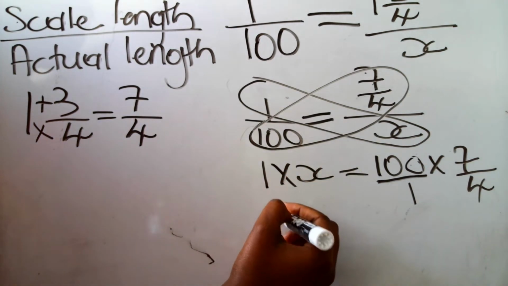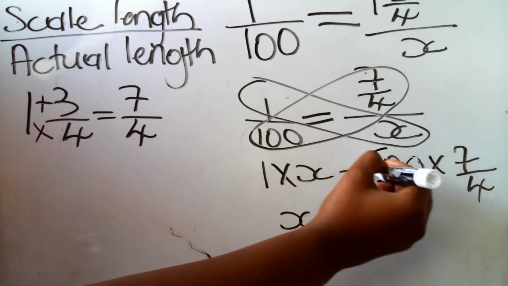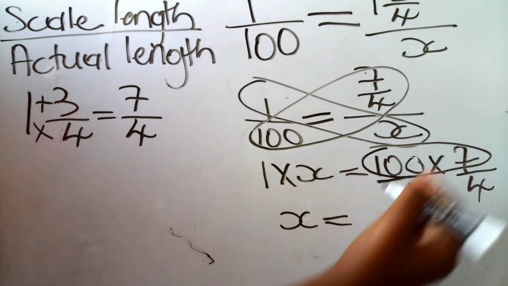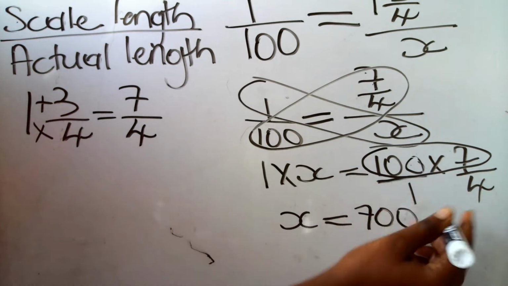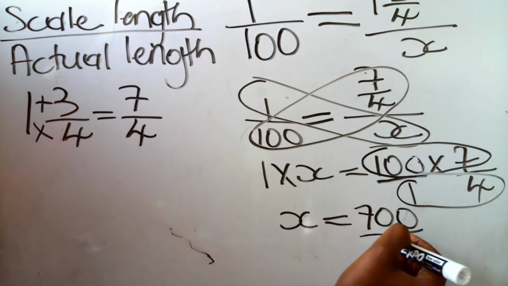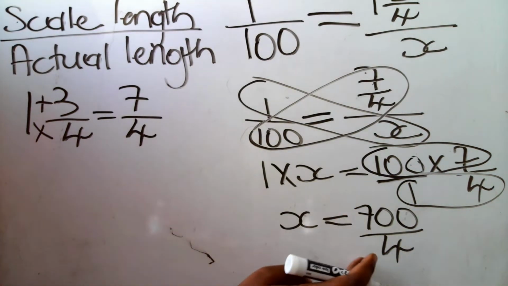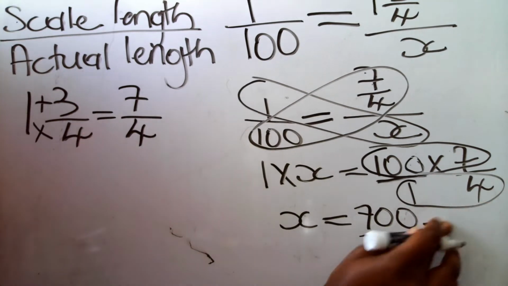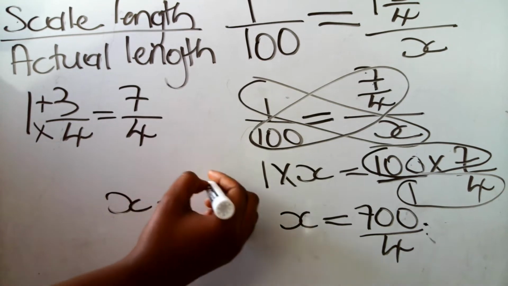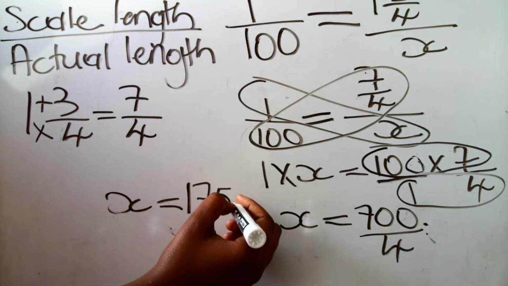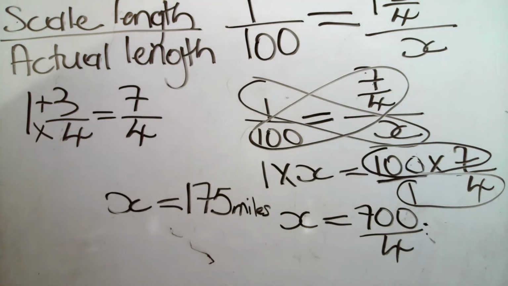1 times x, that's going to give us x. We're multiplying fractions, we multiply across. 100 times 7, that's going to give me 700. 1 times 4, that's going to give me 4. And you can use your calculator. 700 divided by 4 will give me, so x is going to be equal to 175, and it's going to be miles. So 175 miles, that is.